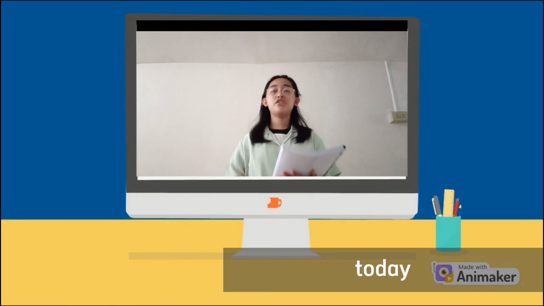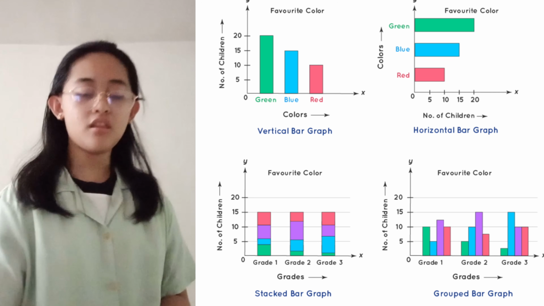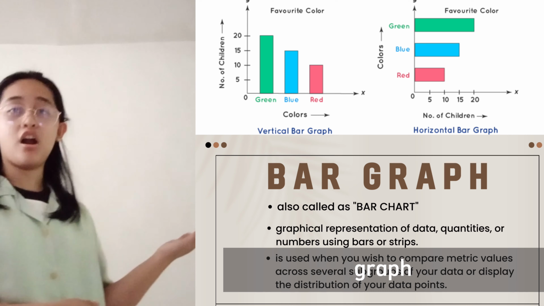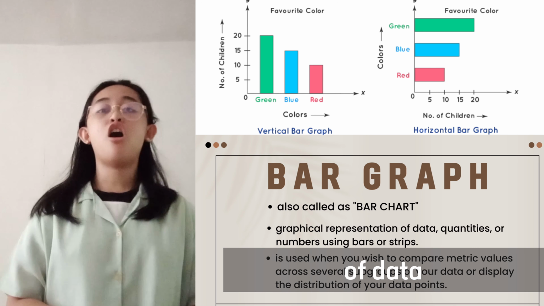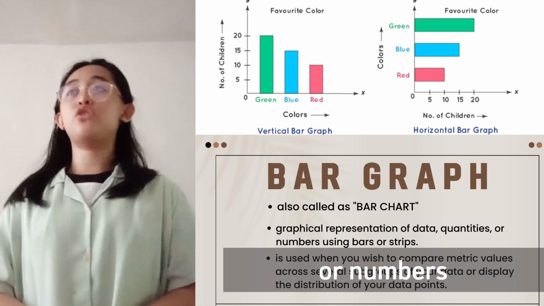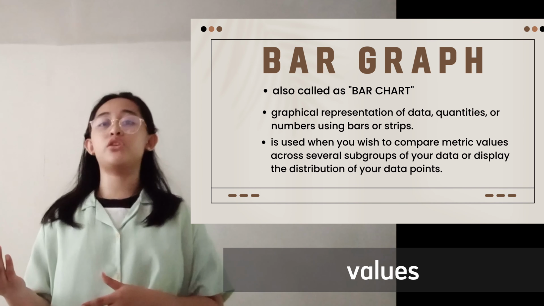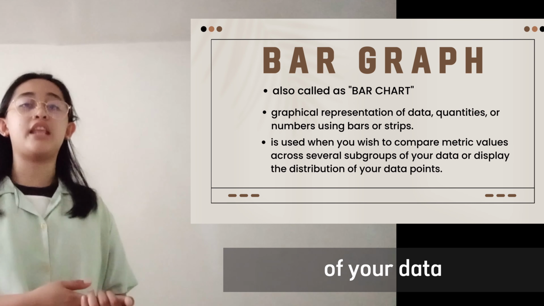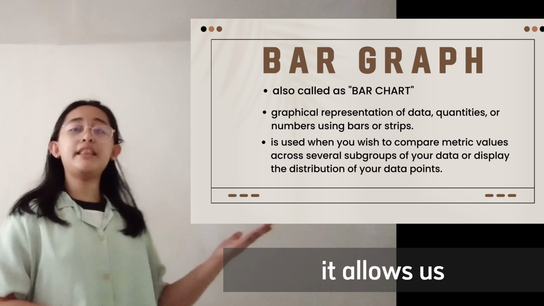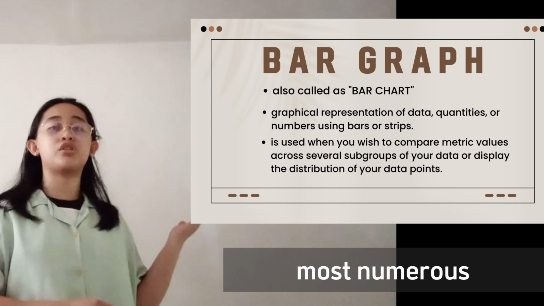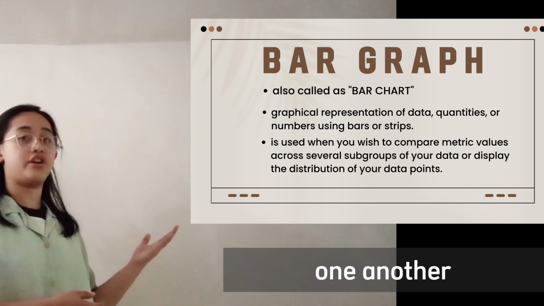Morning, children. Today, we are going to discuss what is being presented on the whiteboard. Okay, so this is a bar graph, also called a bar chart, which is defined as a chart or graphical representation of data, quantities, or numbers using bars or strips. A bar graph is used when you wish to compare metric values across several subgroups of your data or display the distribution of your data points. In other words, it allows us to determine which groupings are most numerous or prevalent, as well as how different groups stack up against one another.